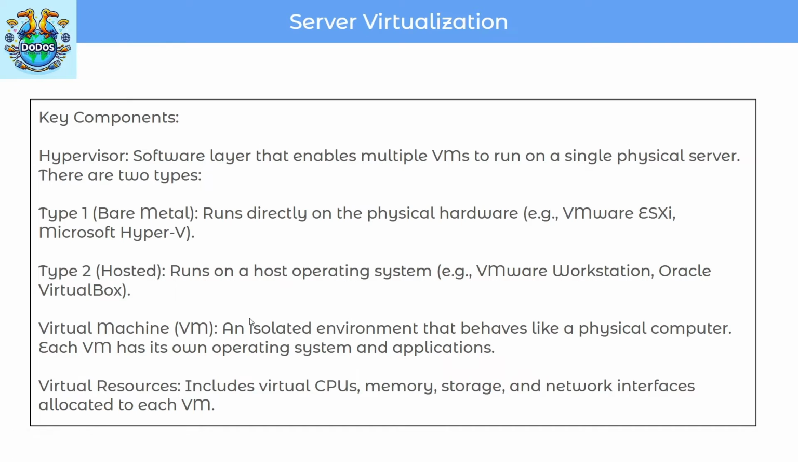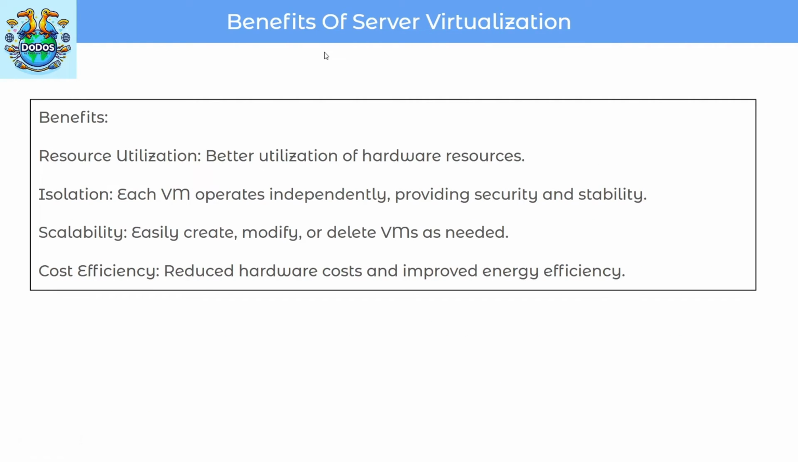A VM is an isolated environment that acts like a physical computer. Each VM has its own operating system and applications. Virtual resources include virtual CPUs, memory, storage, and network interfaces associated with each VM. Benefits of server virtualization: resource utilization, isolation, scalability, and cost efficiency. So it uses the hardware better. Each VM operates on its own. It's scalable, you can delete, create, and modify them. And it also improves energy efficiency.